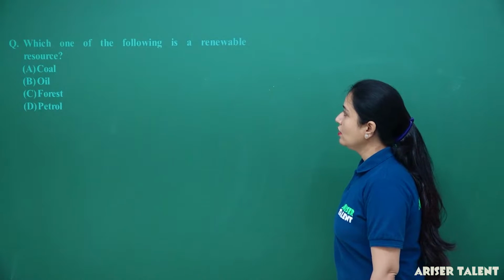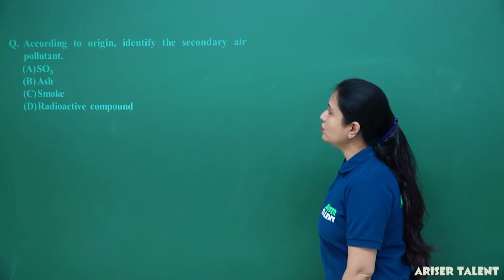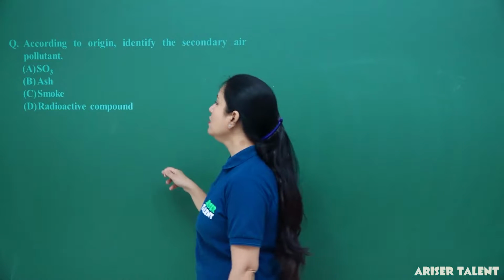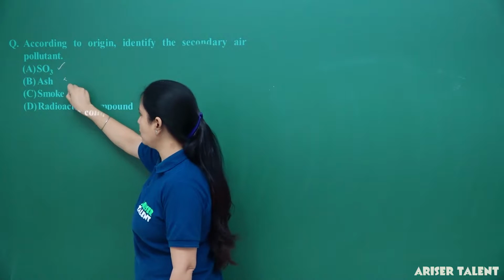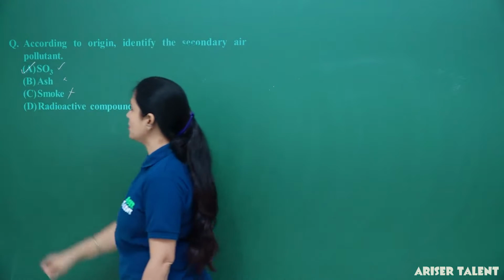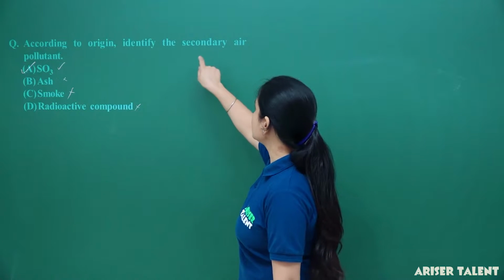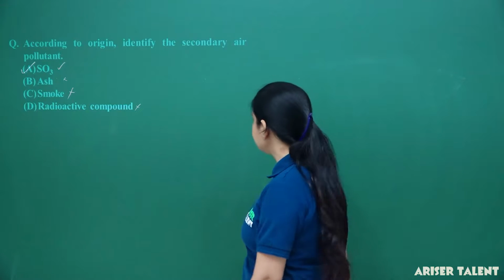Next is, according to Horizon, identify the secondary air pollutant. Ash, no. SO3, yes, it can be. Smoke, no. Radioactive compound, no. So we can say that SO3 is the secondary air pollutant. The primary one is always carbon dioxide.